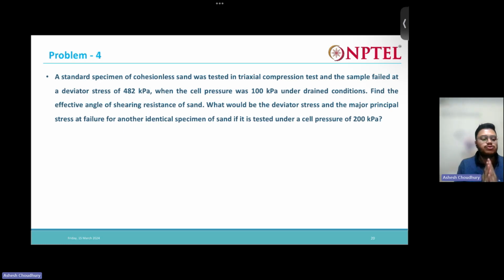What you need to do is first try to solve the first part. You need to use those basic equations: sigma 1 is equal to sigma 3 tan square (45 plus phi by 2) plus 2c tan (45 plus phi by 2). That you have to use, and using that you need to solve. Okay, just try to solve this.